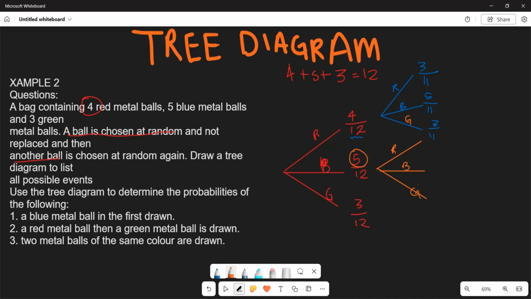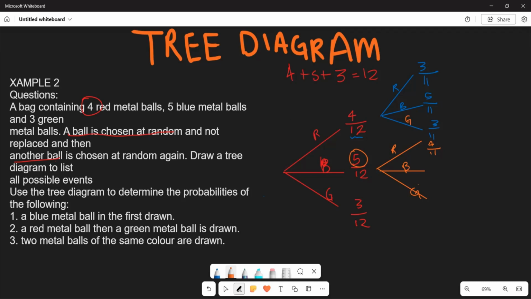Now let's start with the red one. If you are in a branch for blue, basically you are taking another blue ball. What is it going to be? The red ball will continue to be 4, isn't it so? It will continue to be 4 out of 11.